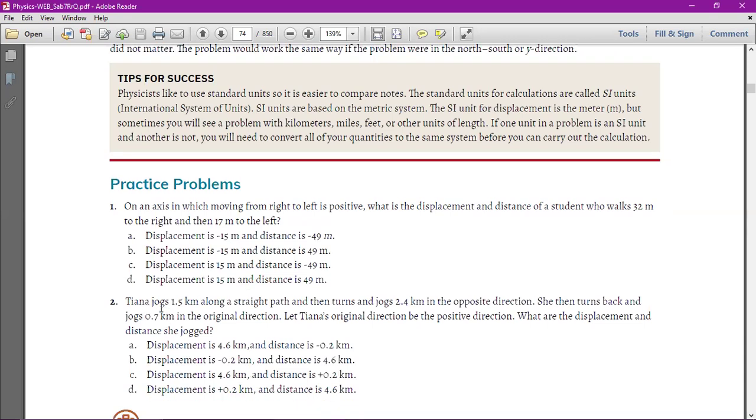Number two. Tiana jogs 1.5 kilometers along a straight path and then turns and jogs 2.4 kilometers in the opposite direction. Can you see now? Then she turns back and jogs 0.5 kilometers in the original direction. Let Tiana's original direction be the positive direction. What are the displacement and distance she jogged?